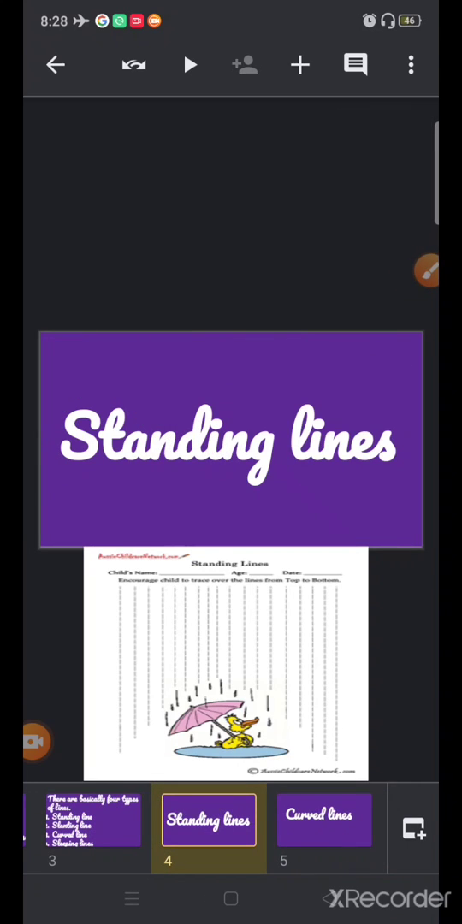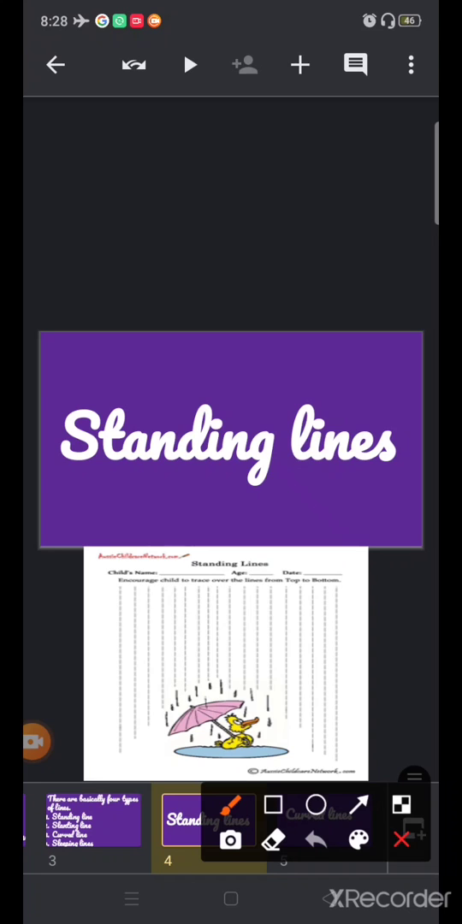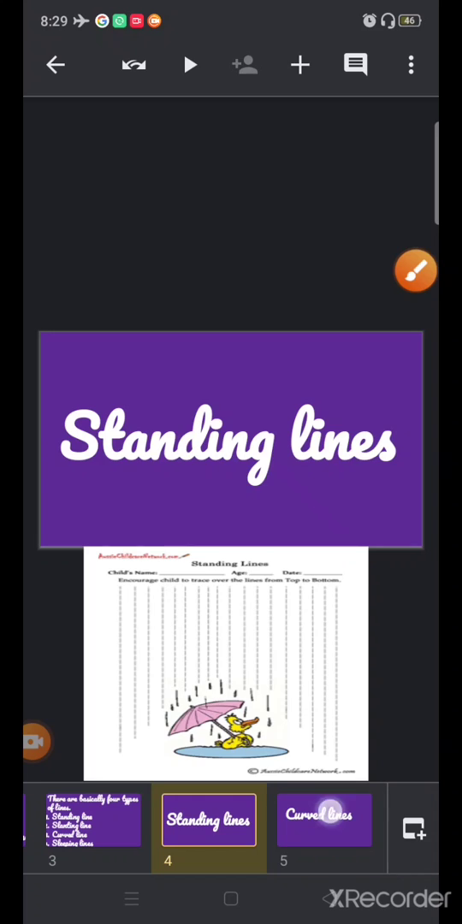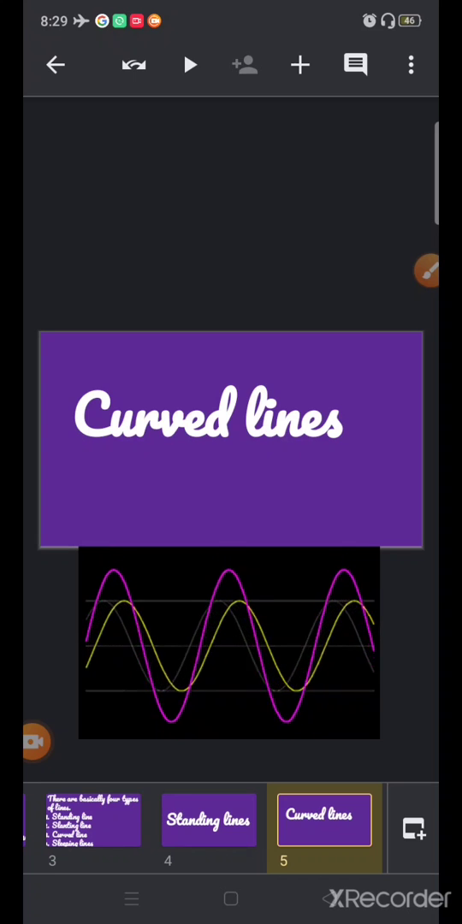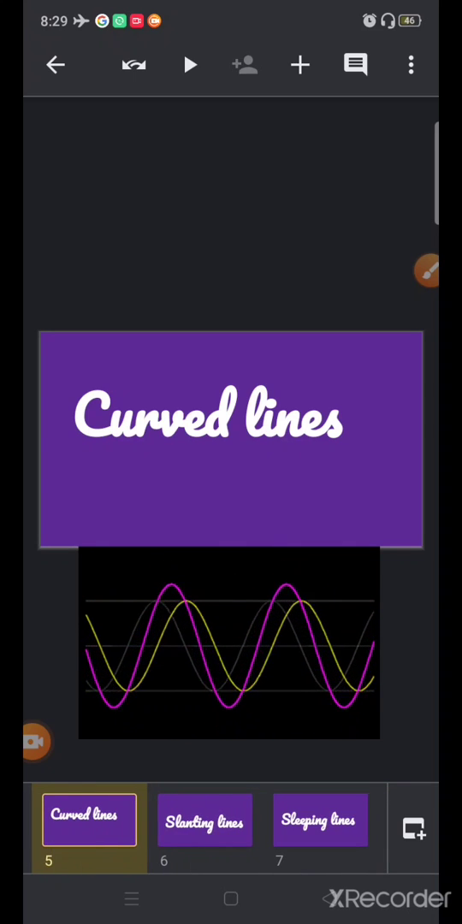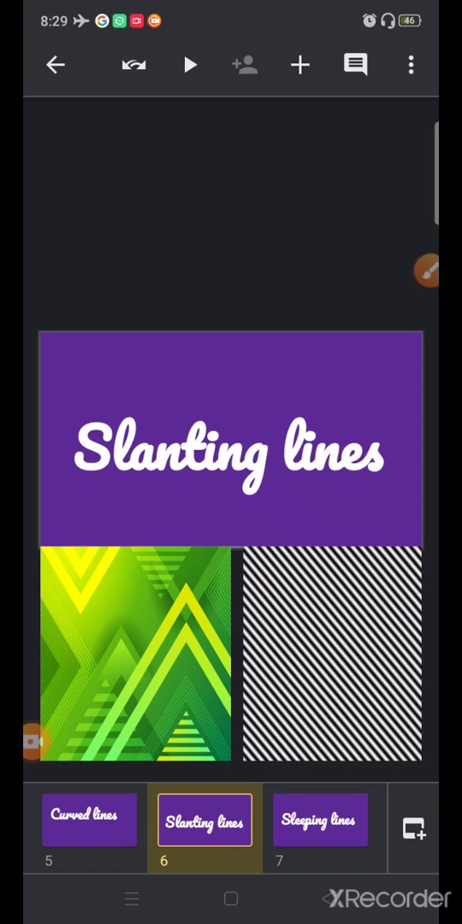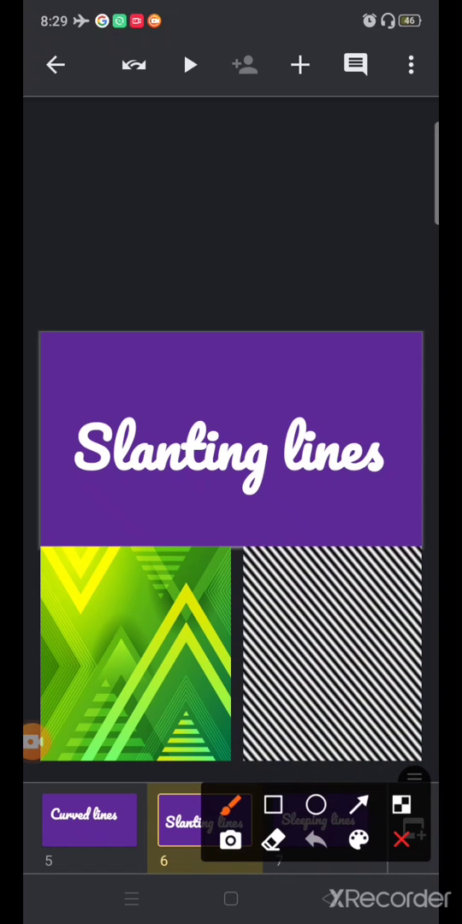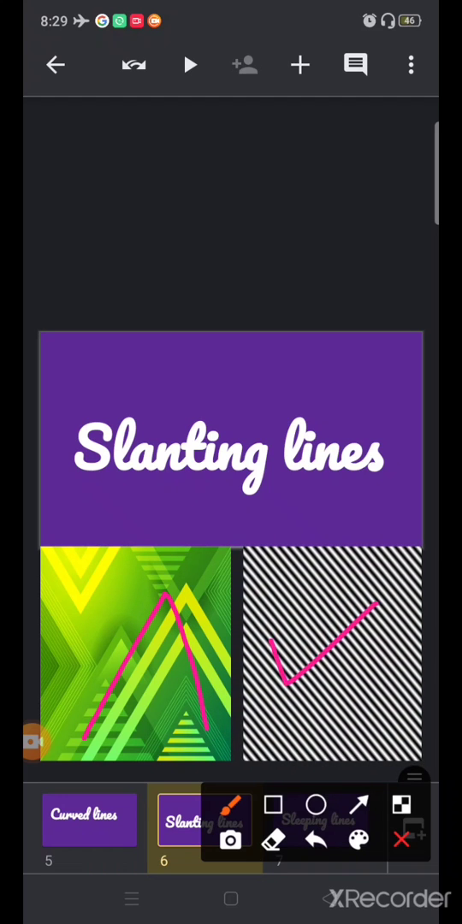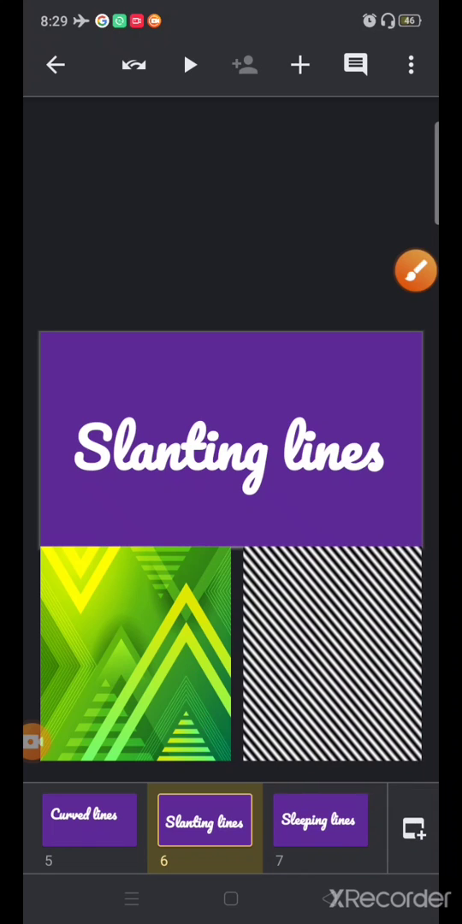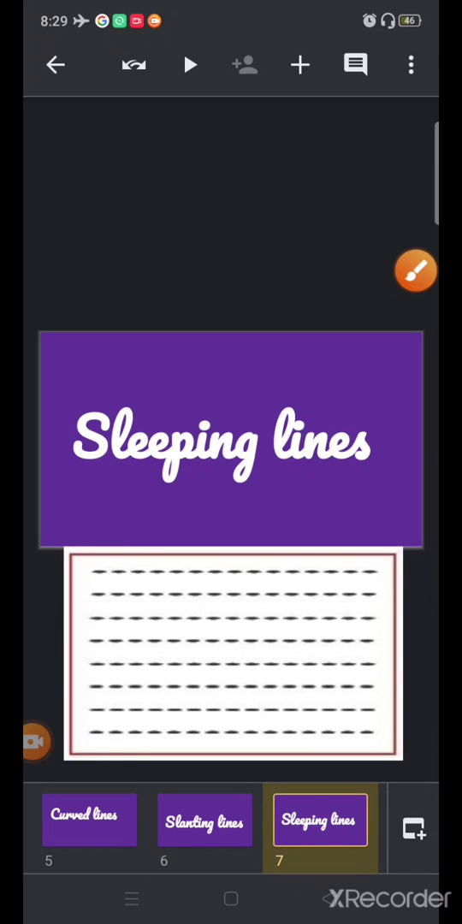See, these are standing lines. These lines are standing lines. These all are standing lines. Now, I'm showing you curved lines. These lines are curved lines. Okay? Now, I'm showing you slanting lines. These are slanting lines. And this is also a slanting line. Okay? Now, next is sleeping line. These lines are sleeping lines.